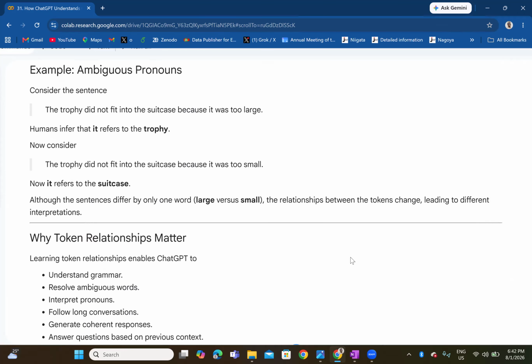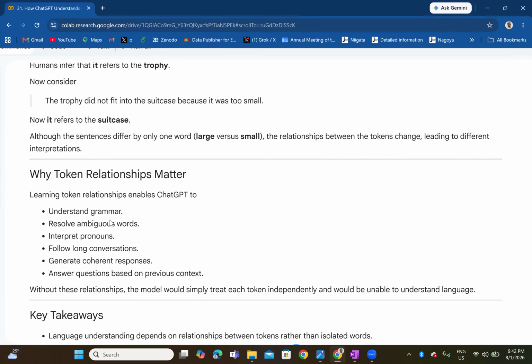Imagine ambiguous pronouns. Consider the sentence: "The trophy did not fit into the suitcase because it was too large." Humans infer easily that "it" refers to the trophy. Now consider: "The trophy did not fit into the suitcase because it was too small." Was it the suitcase that was too small or the trophy? Now "it" refers to the suitcase, although the sentences differ by only one word, large versus small. The relationships between the tokens change, leading to different interpretations. So these are ambiguous contexts.